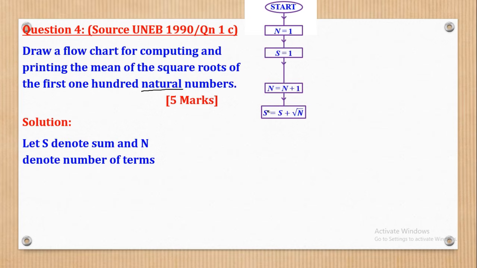Now this is what I was telling you. When they put your square root, that's when you put your square root. If they have put cube root, here I would have put a cube root sign. If they have put squares, here I would have said N squared like that. If they have put cubes, here you put N cubed, as we shall see in the next question.